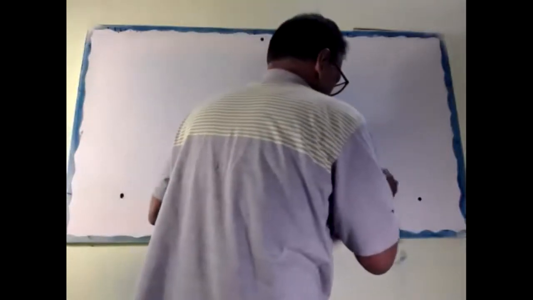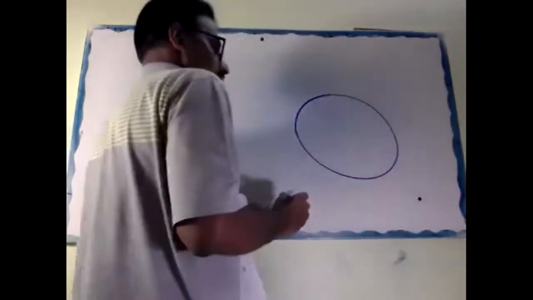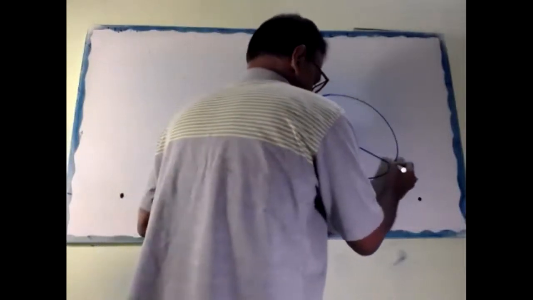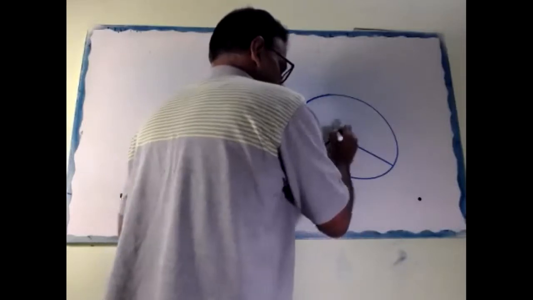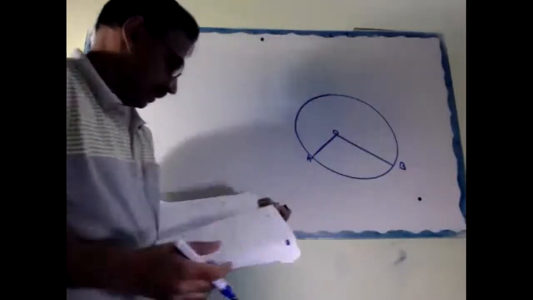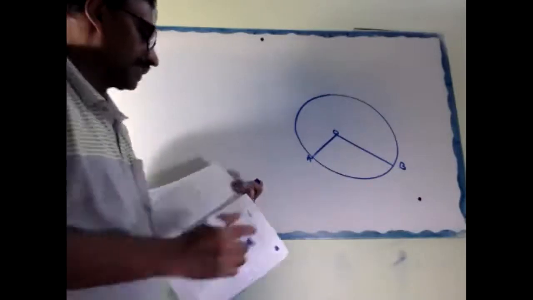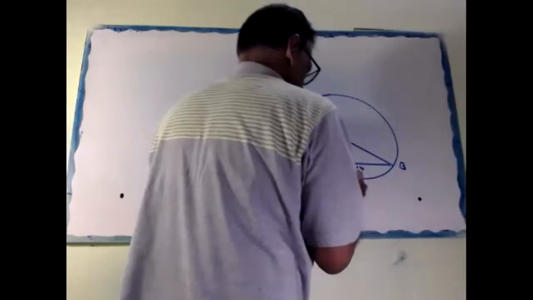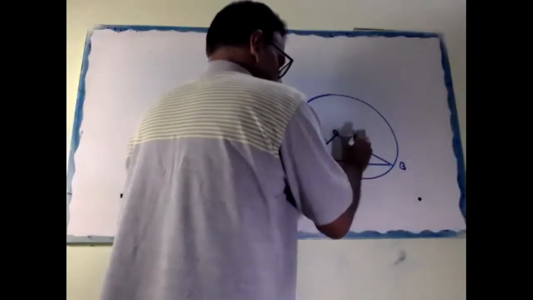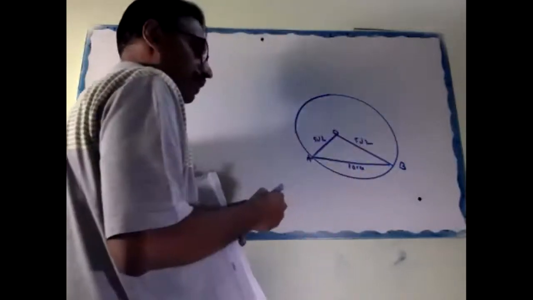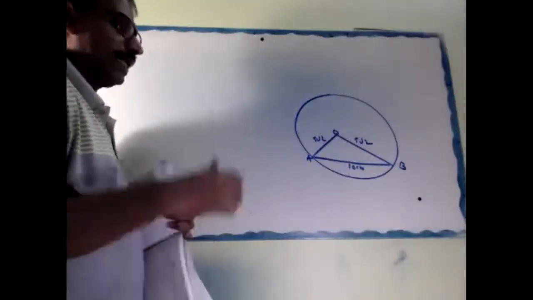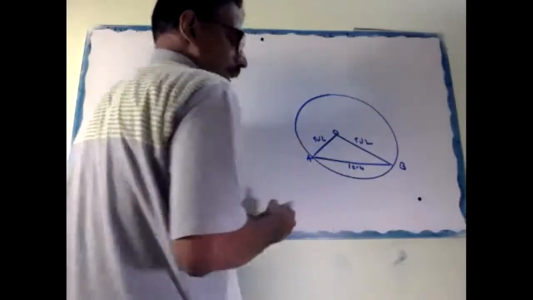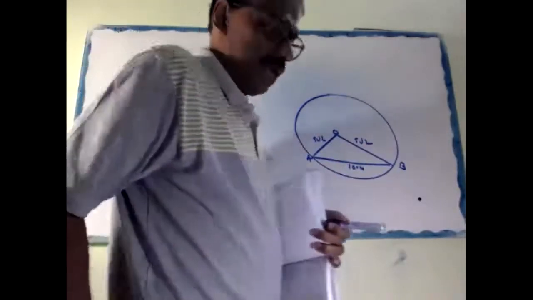Look at here. AOB, a chord of 10 centimeter. This is 10 centimeter. This one is 5 root 2, this also 5 root 2. You have to find out the area of the segment. How do you find it? Area of sector AOB minus area of triangle AOB.